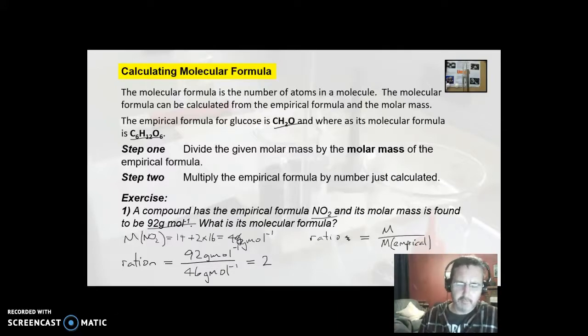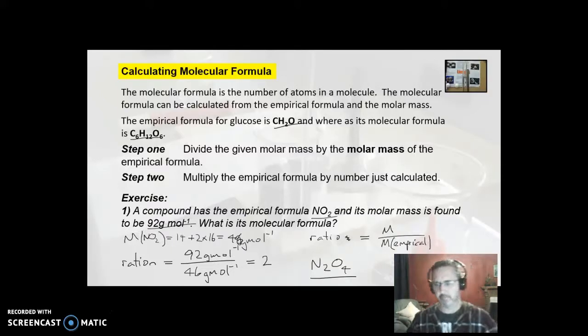So if the molecular formula is 2 times bigger than the empirical formula, it must hold that the molecular formula equals N2O4. 2 N's to 4 oxygens, which is the same ratio as the empirical formula. And that's how we work out the molecular formula. Thanks for watching the video, and yeah, see ya.